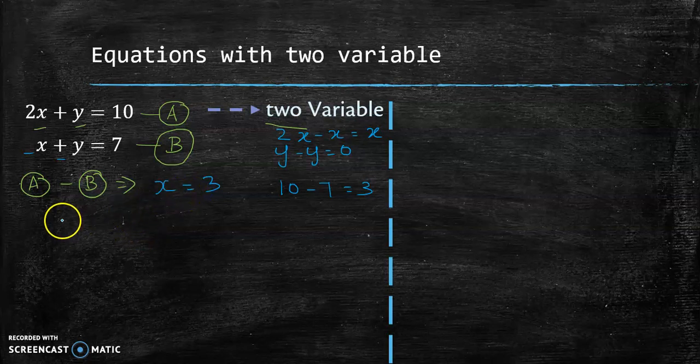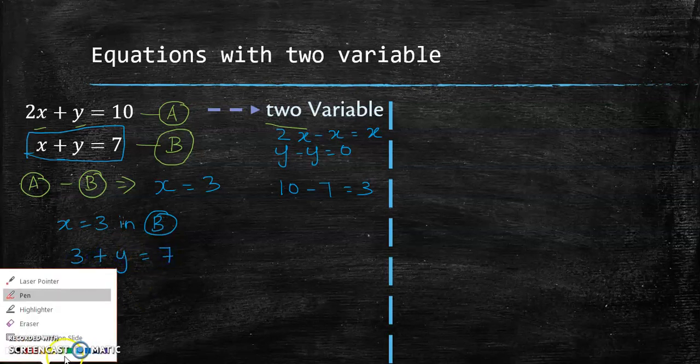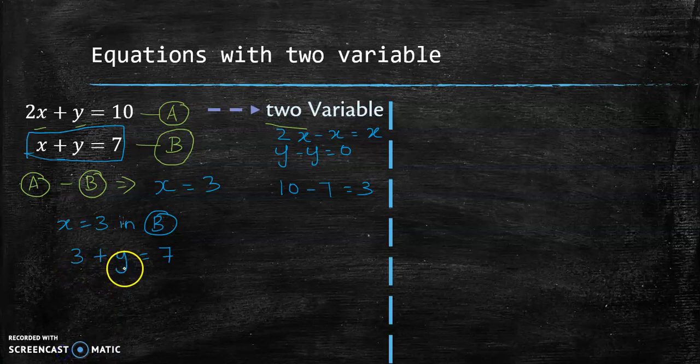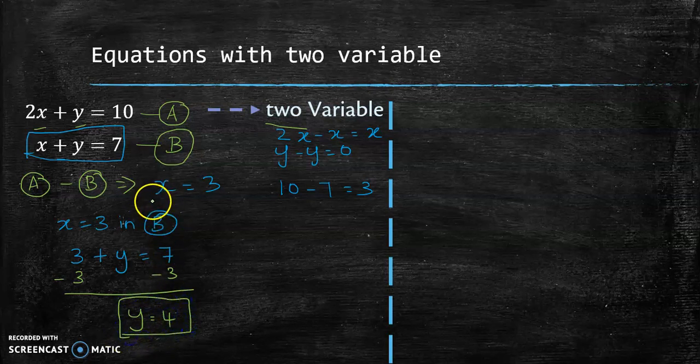Now you can substitute x equals 3 in any of the equations, either A or B. Let me substitute in B, which looks easier. So if you substitute in x plus y equals 7, 3 plus y equals 7. So now you have only one variable to solve. Can you do this? You have plus 3 with the variable y, so we will do minus 3 on both sides. So we get y equals 7 minus 3, which is 4. So we got the answer for both variables, x equals 3 and y equals 4.